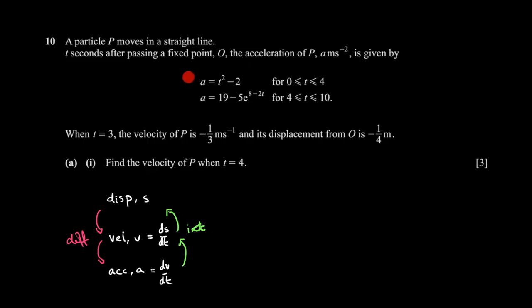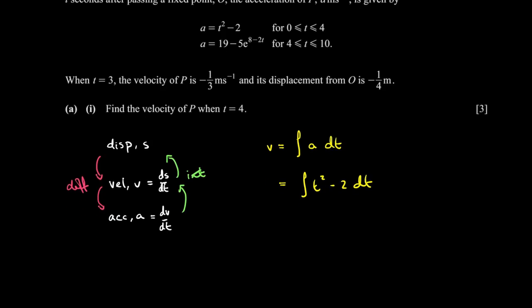So I'm starting with acceleration, right? And what I want to do is find velocity. So I've got to integrate. So velocity is equal to the integral of the acceleration with respect to time. In other words, I'm going from here up to here. And we want to find this for the first part, for when t is between 0 and 4. So we are going to integrate t squared minus 2.